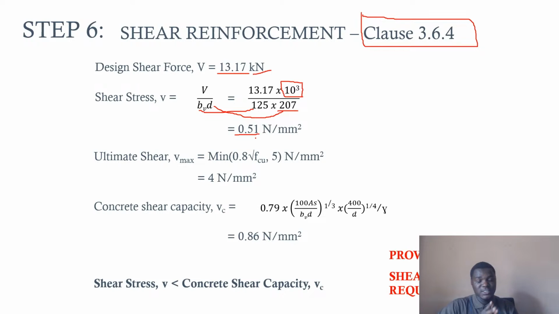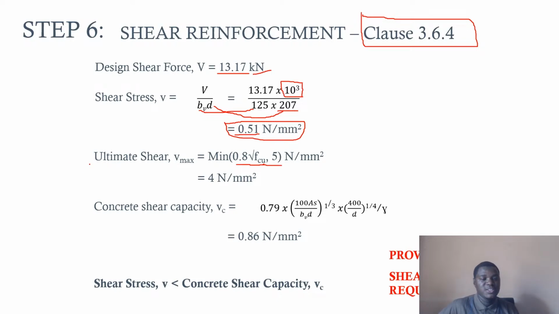We now need to calculate the capacity of the concrete to resist this shear. If the capacity of the concrete is enough to resist the shear, then we don't need to provide any reinforcement. But if it is not enough, that is when we provide reinforcement. But before we check for that, the code says that the ultimate shear on any concrete section must always be less than 0.8 root FCU or 5 Newton per millimeter square. Whichever is the minimum of these two, if the shear stress we calculate here is greater than this ultimate shear, that means the section is not sufficient in terms of shear. But if it is less than it, it is sufficient, and then you can provide reinforcement if the capacity cannot take it. I hope you get it.